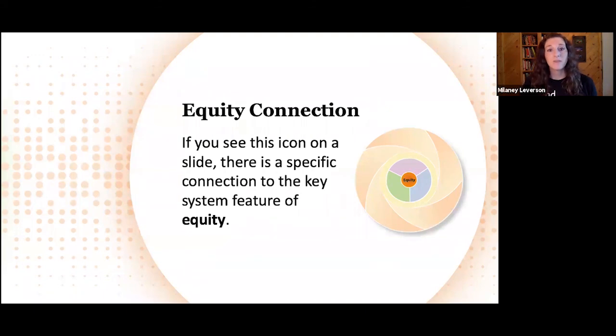Since equity is at the center of the framework, you'll hear it embedded throughout this session. So you may see this symbol, and if we didn't add it to a slide, just know it probably connects because it's kind of what this whole presentation is about.